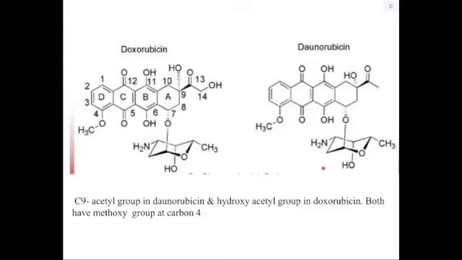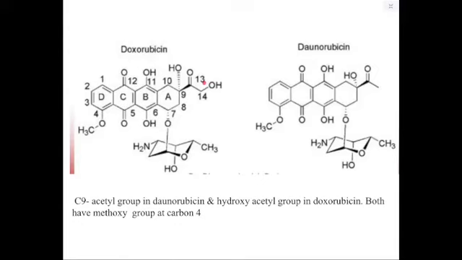And of course, daunorubicin has the same. It's epirubicin, where this one you look up. So the reverse one, this group you look up. So the carbon 9 acetyl group, daunorubicin. So we are only saying, if you look at doxorubicin, it has a hydroxyacetyl group.